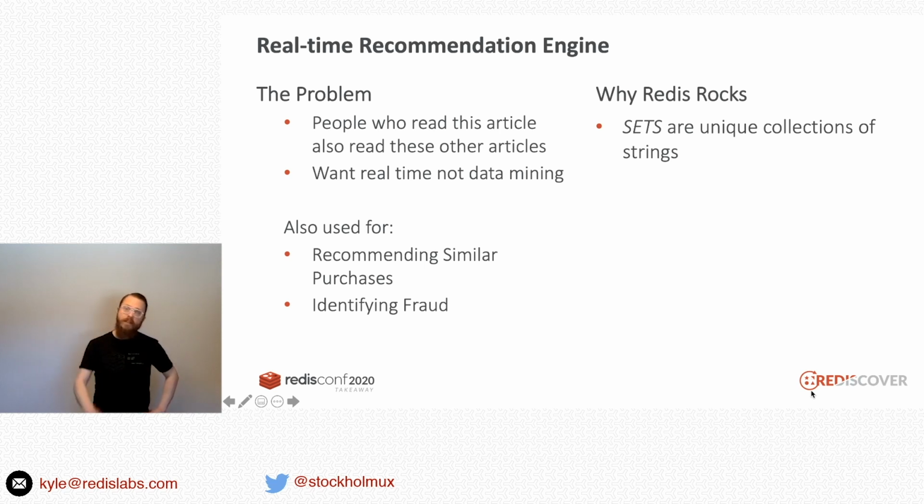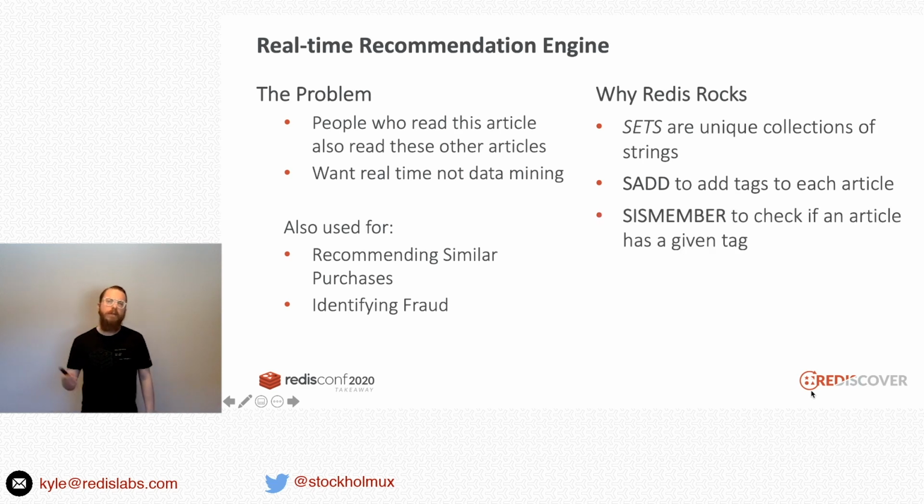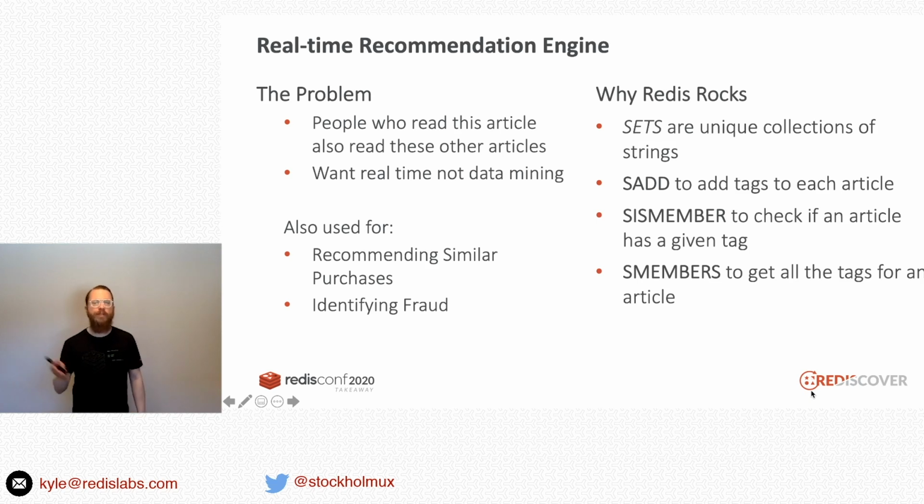So we'll use Redis sets here. It's a great way to learn how to use Redis sets, a collection of unique strings. Let's look at a few commands. The first one is sadd. Sadd will add a tag to an article. So you have multiple tags or one tag that you can add to an article. Sismember to check if the article has a given tag. And then smembers to get all the tags for an article. So 3 things here. If we notice, they all start with S, just because they are set operations.